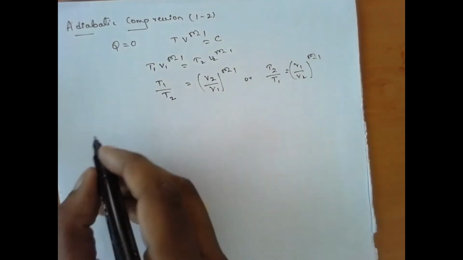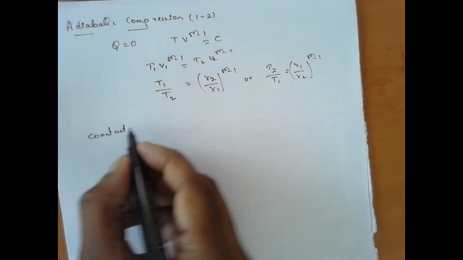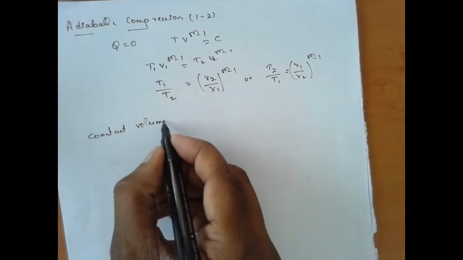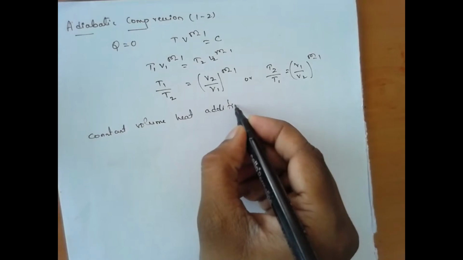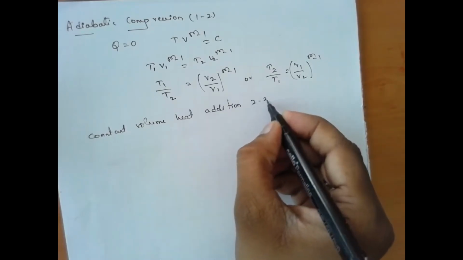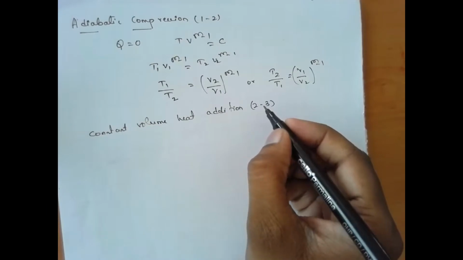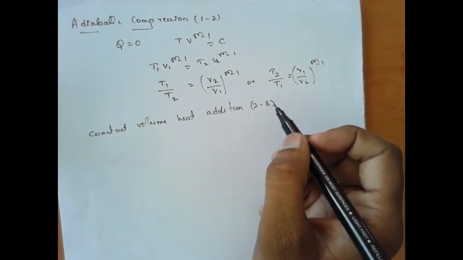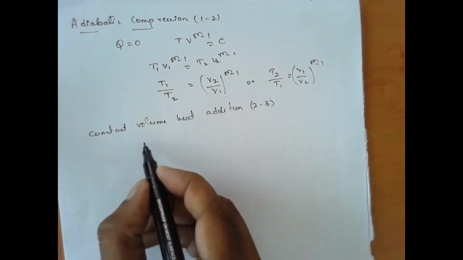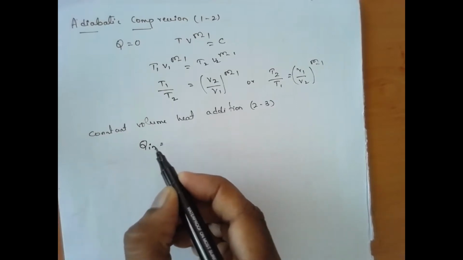Next, process 2 to 3 is the constant volume heat addition process. Here the heat is added at constant volume. So how do we write the heat expression? We take Q in, since it is added.